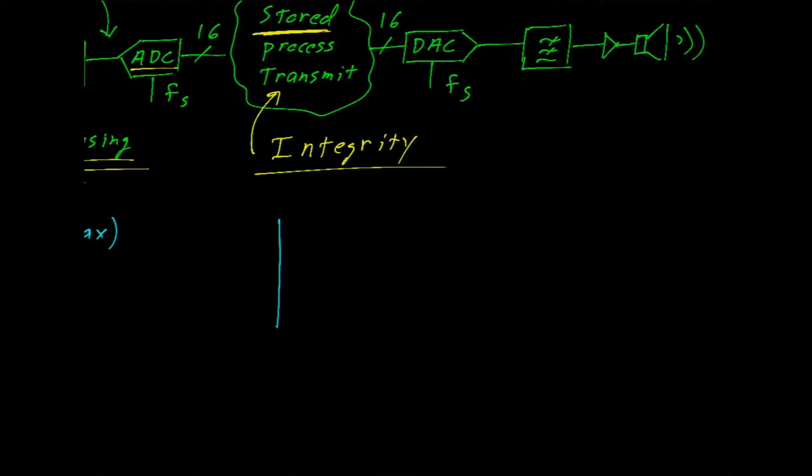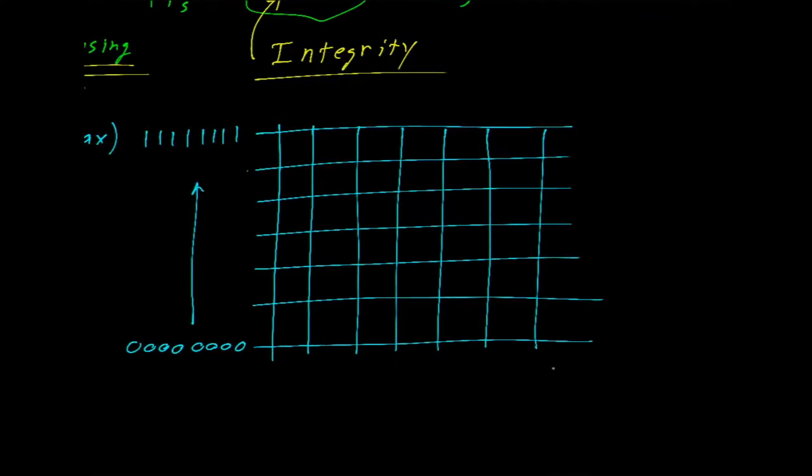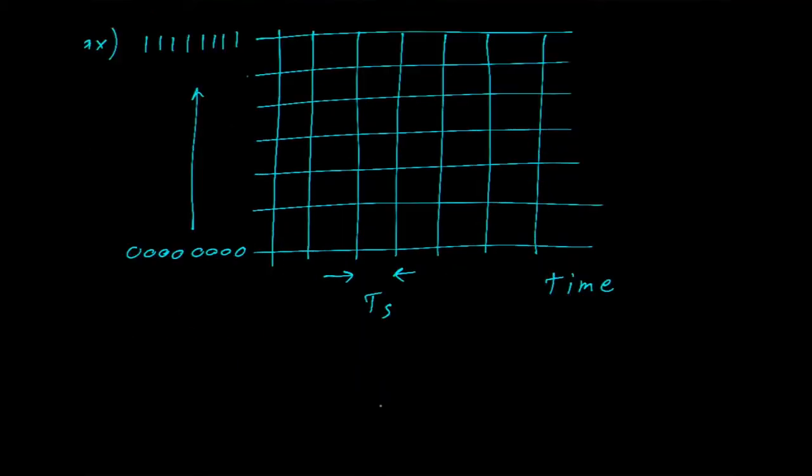From the ADC's perspective, this is a mapping operation. On the vertical axis is the binary numbers. If we chose 8 bits, this lower one would be 00000000, going all the way to 11111111. The horizontal axis is, of course, time. Each division would be the time sample. Remember that there is a relationship between the sampling frequency and the period at which we sample.